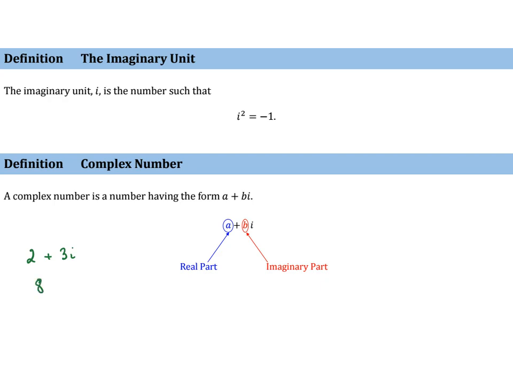8 is also a complex number because we could think of that as 8 plus 0i. 8 is the real part, 0 is the imaginary part. 9i is also complex. Its real part is 0. We could think of that as 0 plus 9i. So every number that you've encountered up to this point can be thought of as a complex number.